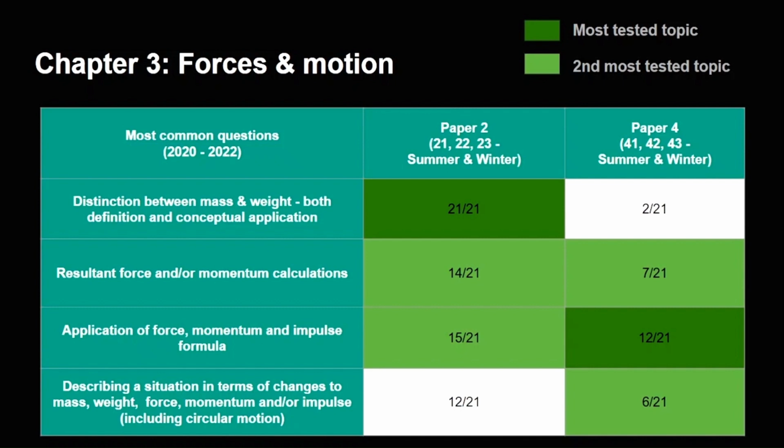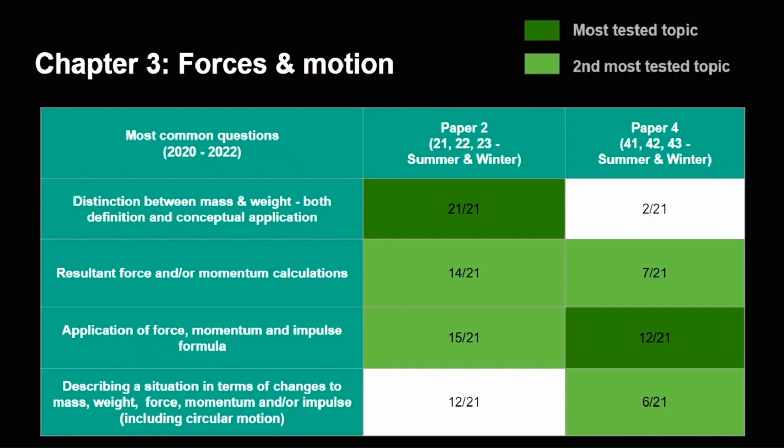So if I look at the forces in motion topic, there are 4 commonly tested concepts. The first is the distinction between mass and weight, right? This topic is a favorite for paper 2. Every paper 2 that I've looked at between 2020 and 2022 had a question on this topic, so that's an easy 1 mark in that paper.